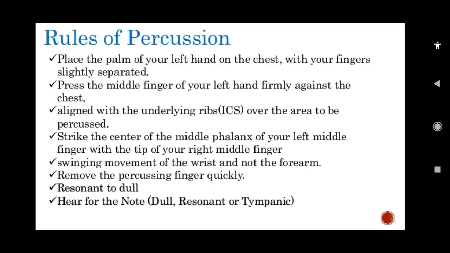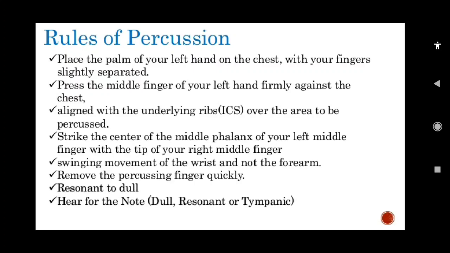And next one is percussion. You have to know the rules of percussion before doing the percussion. Place the palm of your left hand on the chest with your fingers slightly separated, and press the middle finger of your left hand firmly against the chest, aligned with the underlying ribs over the area to be percussed. Alignment means it should be parallel to the underlying ribs, that is, the intercostal space, and it should be over the area to be percussed.